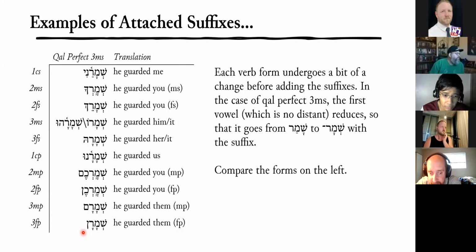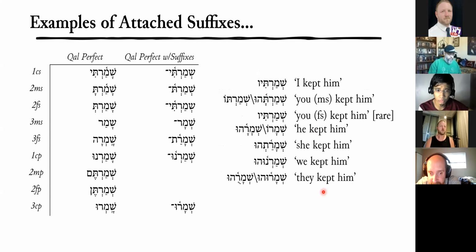Shmaran, he guarded them, feminine plural. Yeah, same exact thing for shmaram and shmaro and everything else. So each verb form undergoes a bit of change before adding the suffixes because the accent shifts. In the case of qal perfect third masculine singular, the first vowel, which is now distant, reduces. So sha becomes sh. It goes from shamar to shmar with whatever ending goes there. We already compared the forms, so we'll move on.